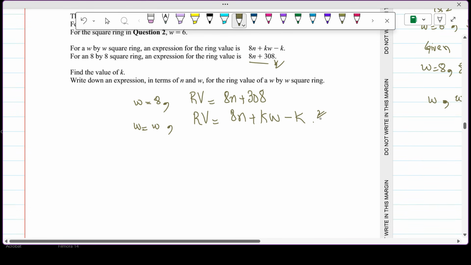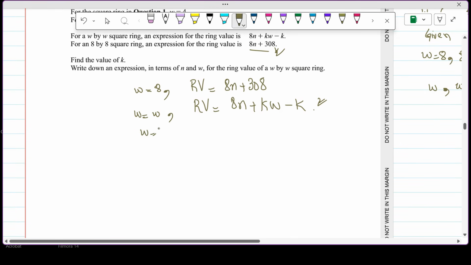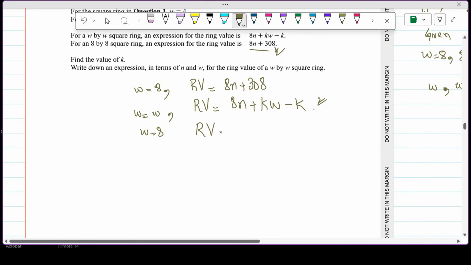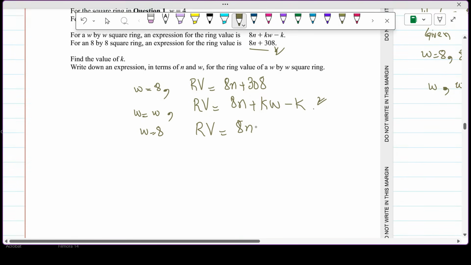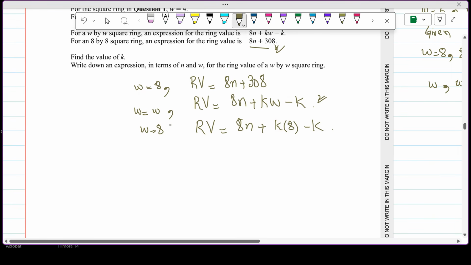This is a generalized expression for the width W, or you can say the W by W square. If we plug in W equals 8, this width value is equal to 8 times N plus K times W, which means K times 8 minus K. And this should be equal to this ring value.